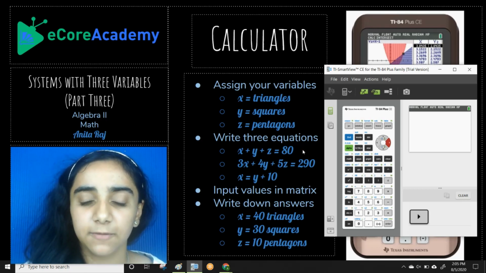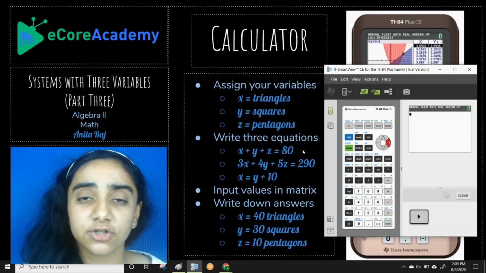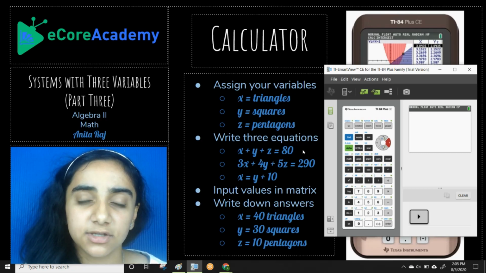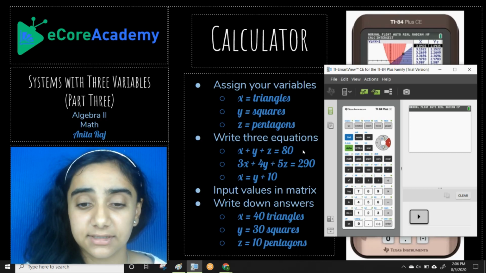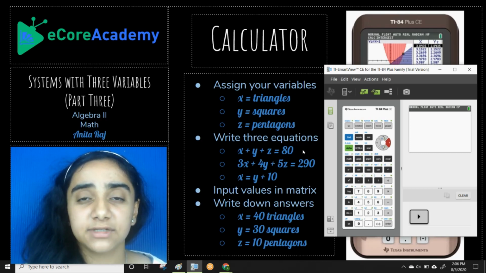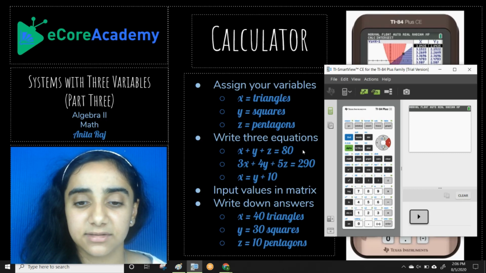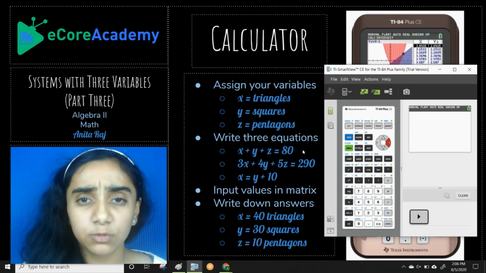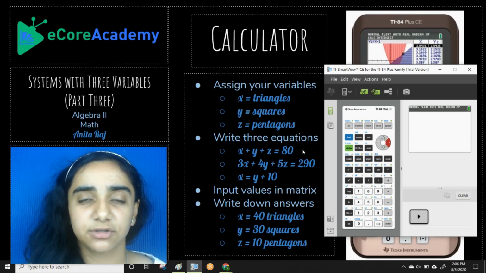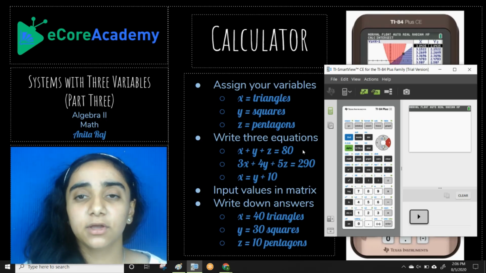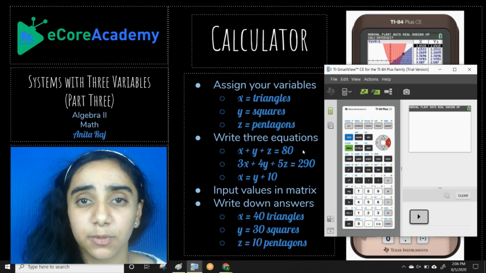The total is 80. Next, it said there's a total of 290 sides. Well, triangles have 3 sides, squares have 4 sides, and pentagons have 5 sides. So you put those coefficients in: 3x plus 4y plus 5z equals 290. Because for each shape, you have to compensate for its sides. And lastly, we have 10 more triangular pieces than square pieces. So x, which is our triangles, is equal to squares plus 10. That's our simplest equation. We write that down. We have it done. So now we want to input our values into the matrix.